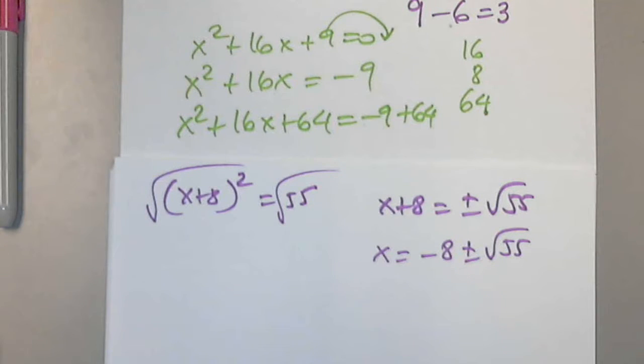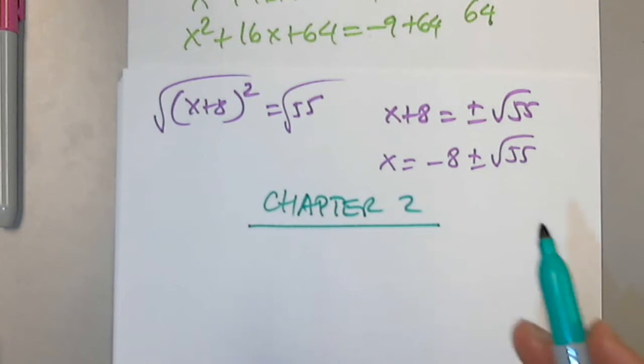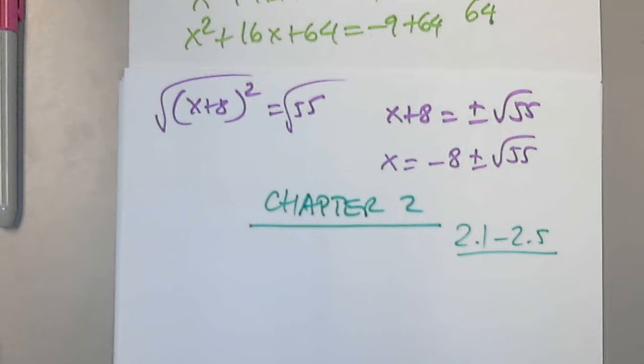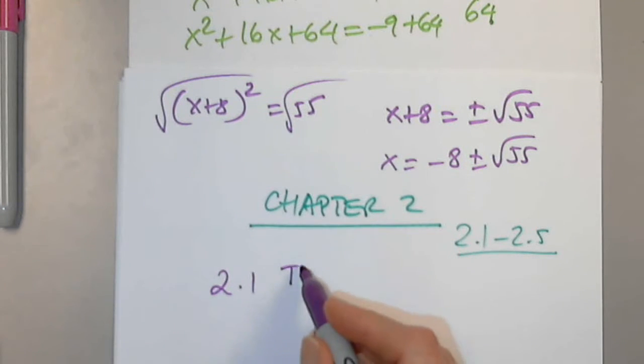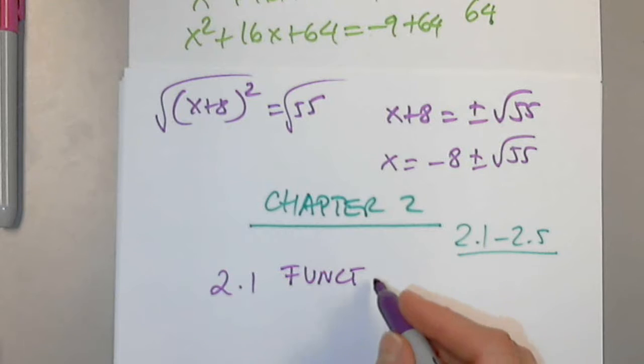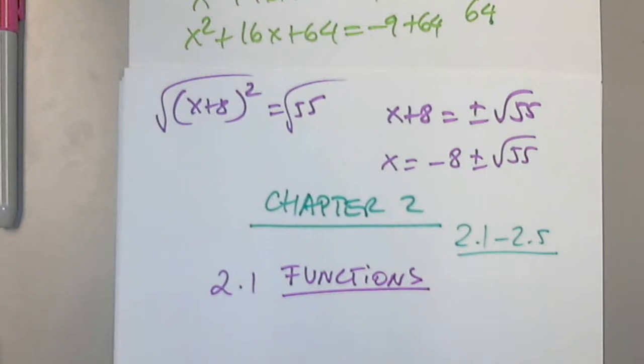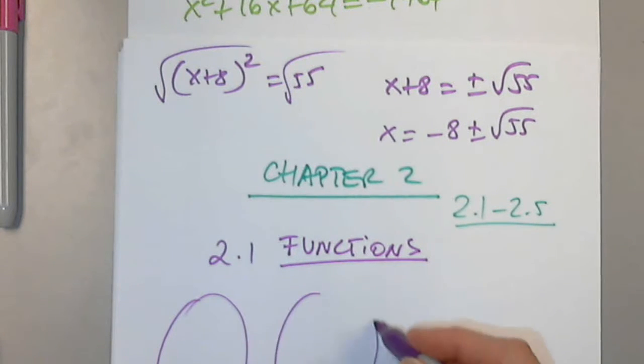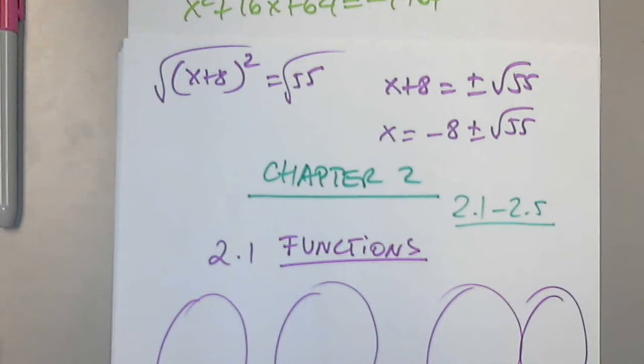Okay, so let's start with, we have not looked at chapter 2 at all. In chapter 2, we have to look at 2.1 through 2.5 before we take our first test. So we start with 2.1, which deals with functions. The entire chapter is about functions. So this is basically refreshing our memory on what functions are and what characteristics they have.